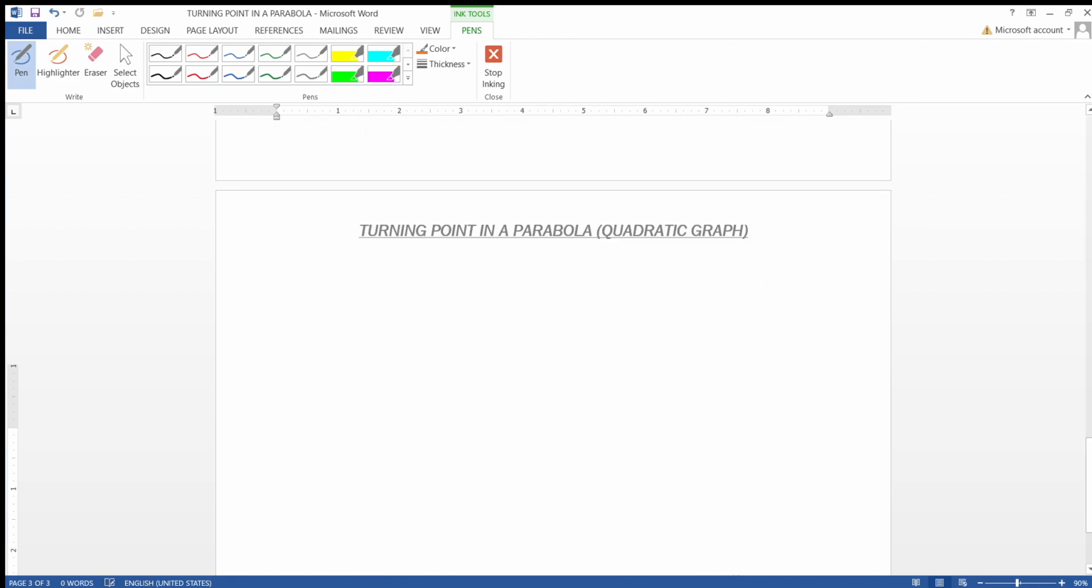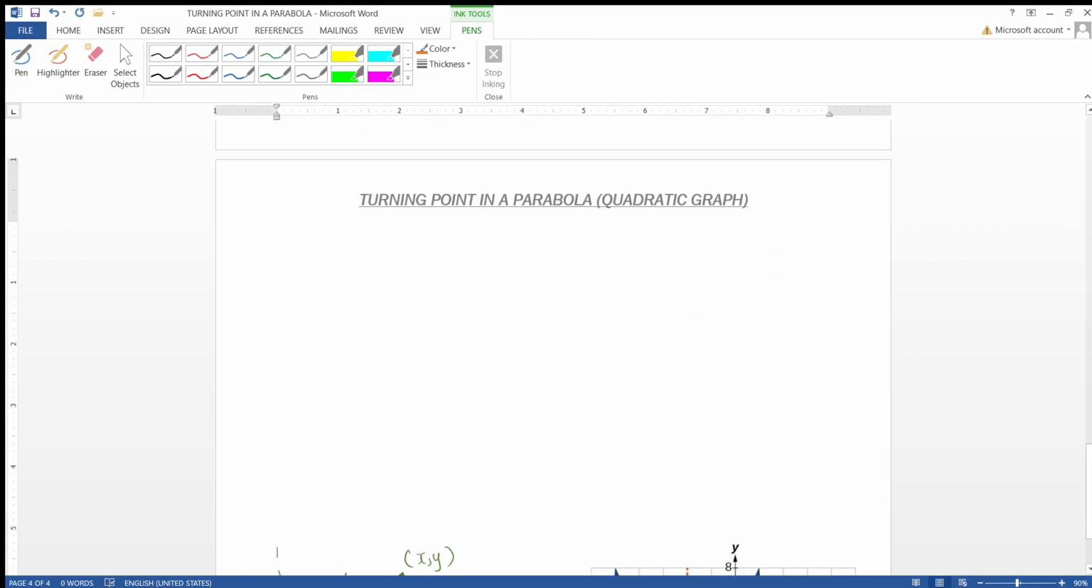So an example question here: y is equal to x square plus 4x minus 5. We will find the turning point of this curve using both methods. So the first one we learned, x is given by the equation minus b by 2a. So minus 4 by 2, which is -2. And substitute this value, you will get the y answer.